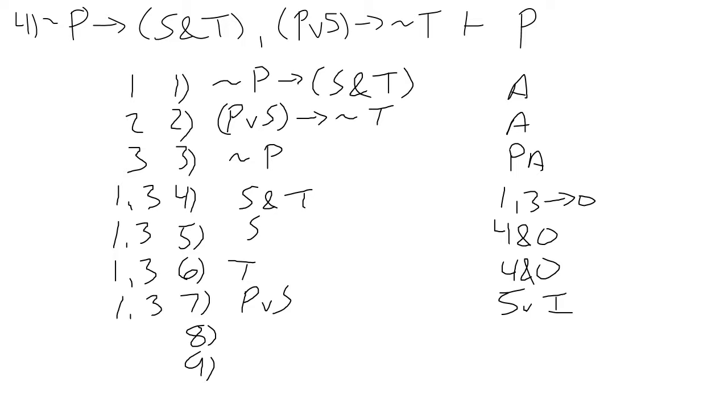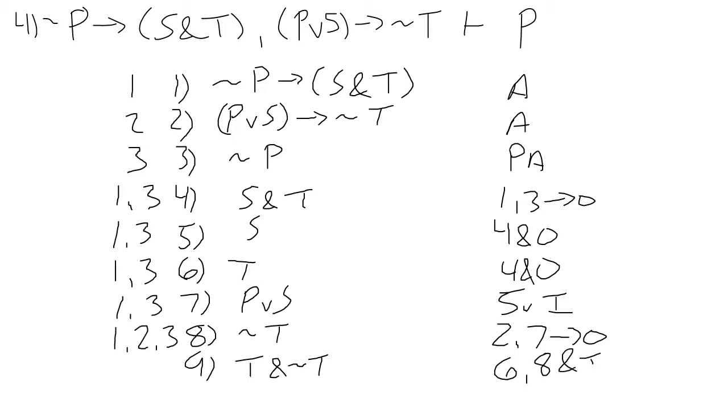Then we can toss this P or S into that conditional statement to get tilde T. So that's going to be 2 and 7, arrow out. 2 and 7s, 1, 2, and 3. Now we've got a contradiction, T and not T, from 6 and 8, ampersand in, 1, 2, and 3. Now we need to tilde out on our PA, which is in 3, 9, tilde out, 2, and 3. 3 drops out. That's that.